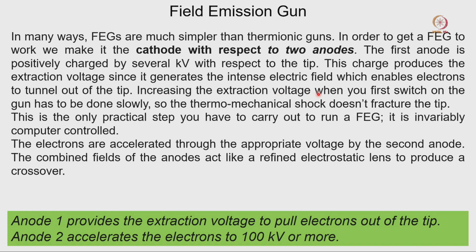Increasing the extraction voltage when we first switch on the gun has to be done slowly, so that thermomechanical shock does not fracture the tip, because most of these tips are made of tungsten filament with some kind of coating. So, those filaments are very expensive. Last class I also discussed the tungsten filament and the Schottky filament. The Schottky filament, I told you, is mainly called the XFEG. Then we are talking about the field emission gun.